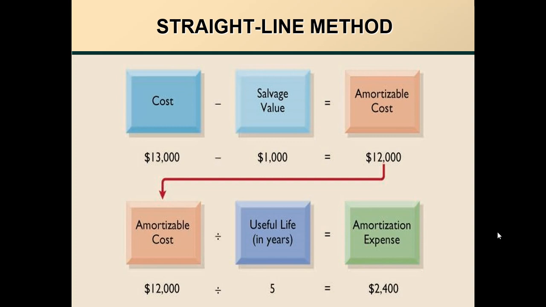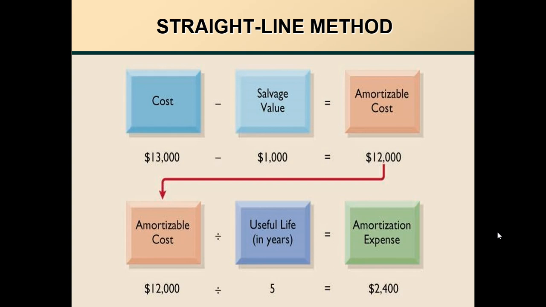Okay, so for example, if you have an asset that you purchased for $13,000 and you know that at the end of its useful life, it'll be worth $1,000, the amortizable cost for that specific asset is $12,000. If you know it's going to last 5 years, you take the $12,000, so once again, cost minus salvage value divided by 5. It essentially means that the amortization for each year for that specific asset will be $2,400.